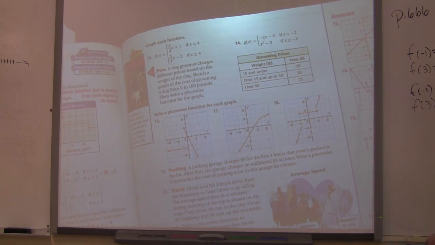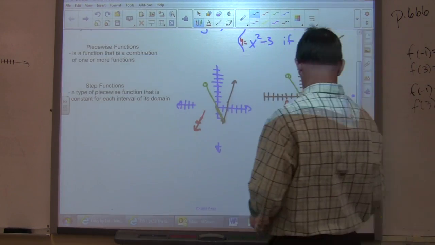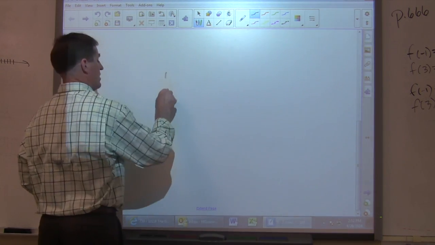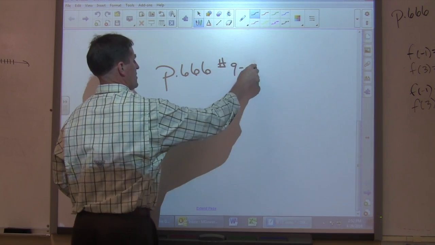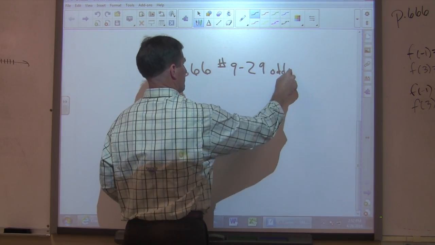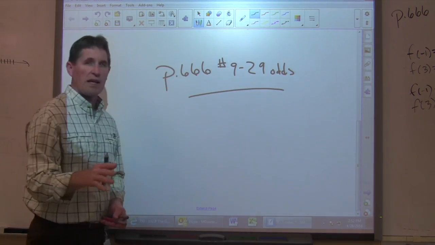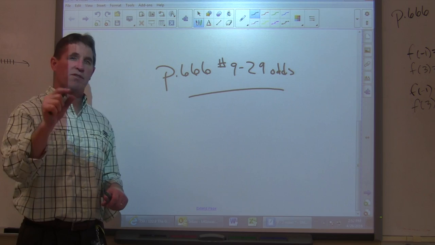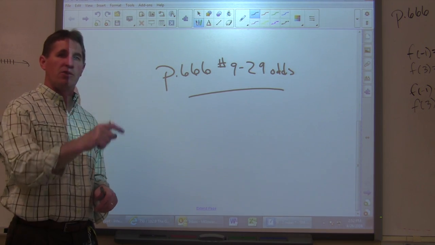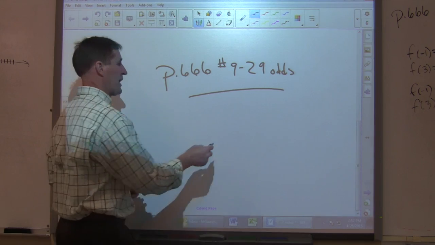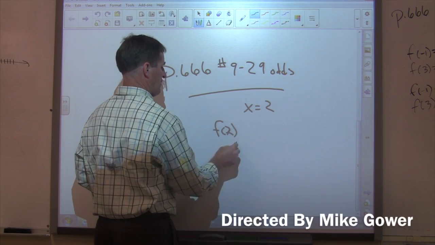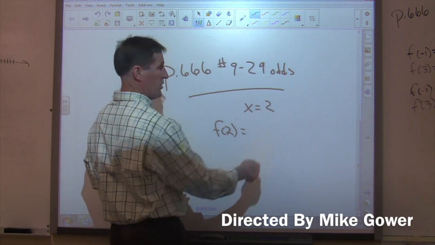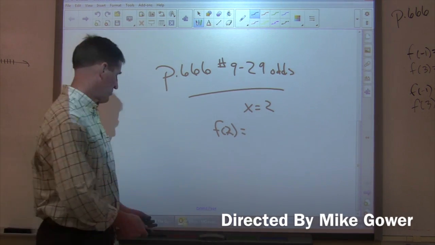So your assignment. Page 666, numbers 9 to 29, the odds. So you just have to think about this. Be careful that you take your values of x, find the rule that it goes into, and then use that function to find the value. And then make sure, like if you're finding x equals 2, remember you're going to write your answers as f of 2 equals, and then when you plug it into the rule, you'll put the value that you get out. So good luck on that.